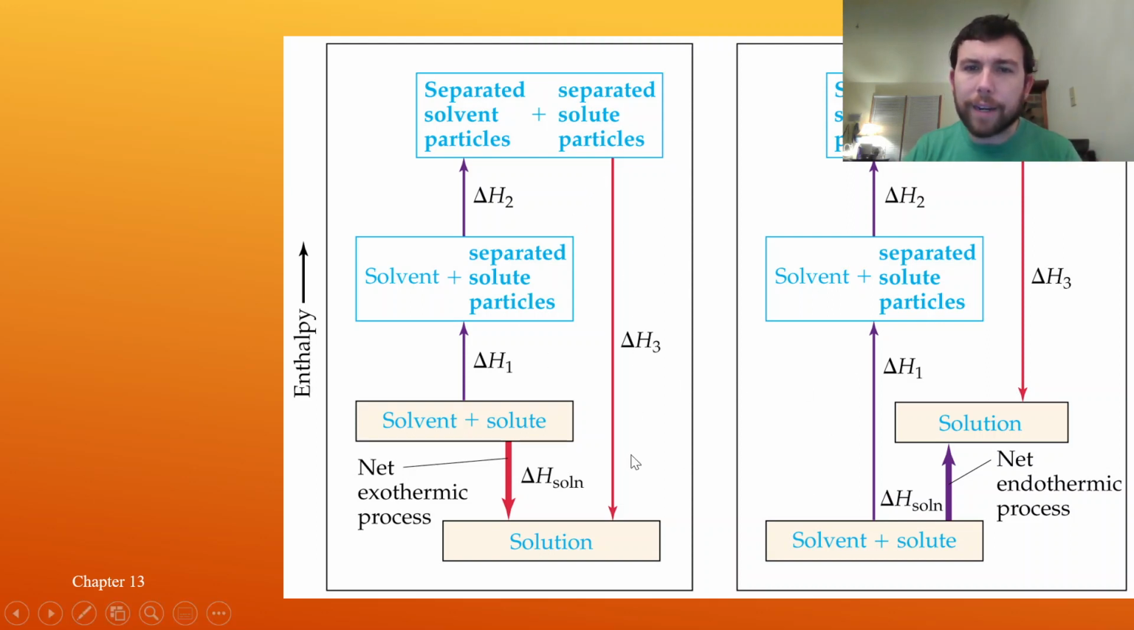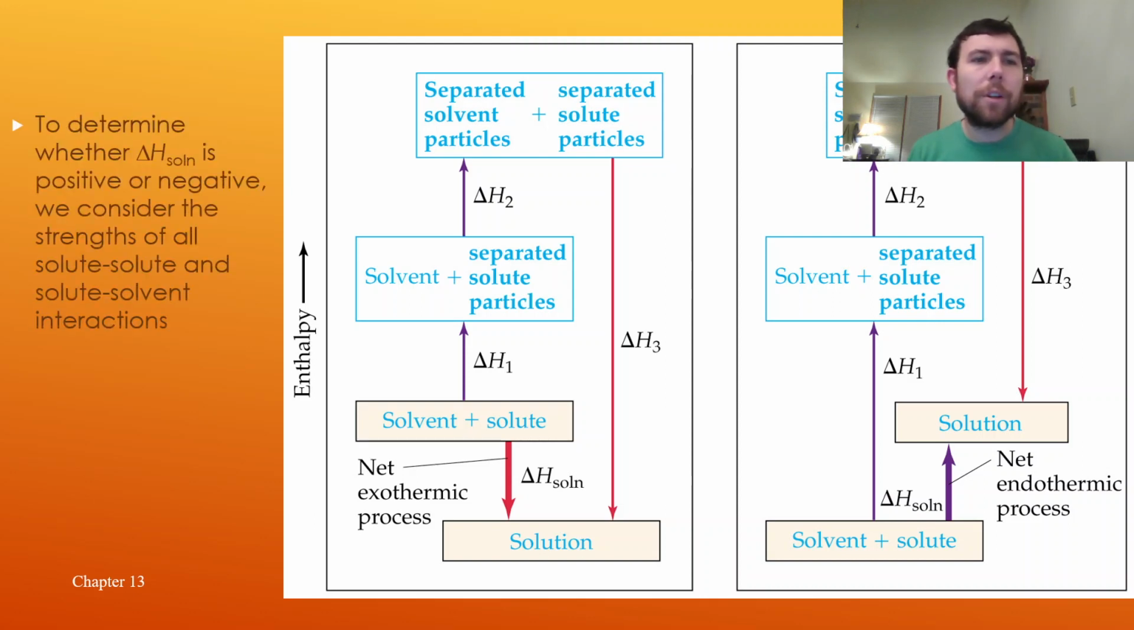And then you've got the red arrows, delta H3, in both of them in this case, because energy is being released. That's exothermic. And then for our exothermic process, we've got a delta H solution that's going to be negative, right? And so again, it's just a different way to think about the process of what's going on when a solution is being formed.